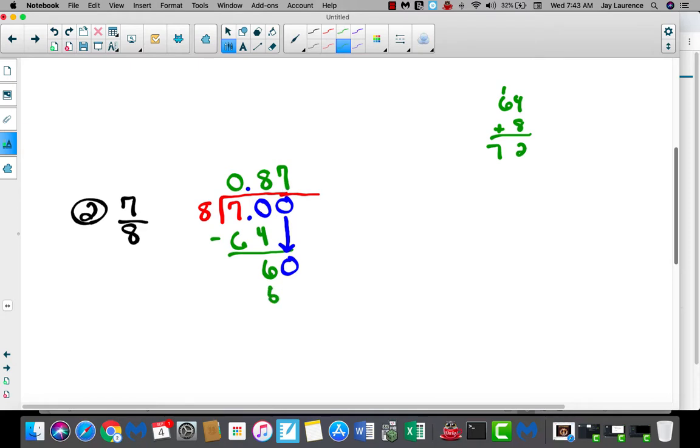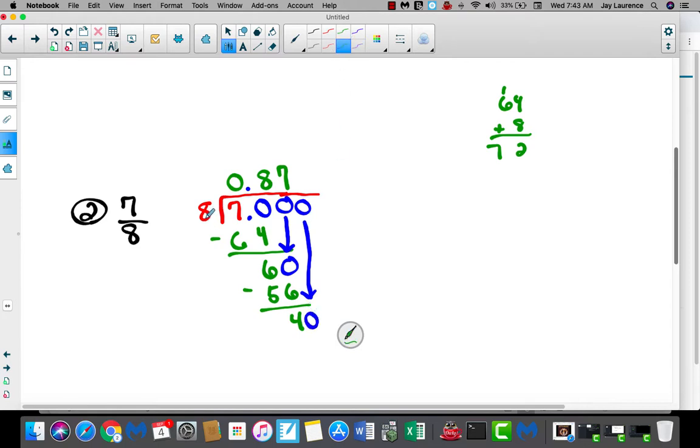It's 56. Then I subtract. And now I get 60 minus 56 is going to be a 4. And yes, I need another 0. Bring them all the way down to here.